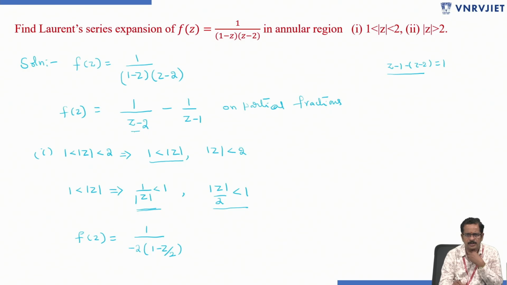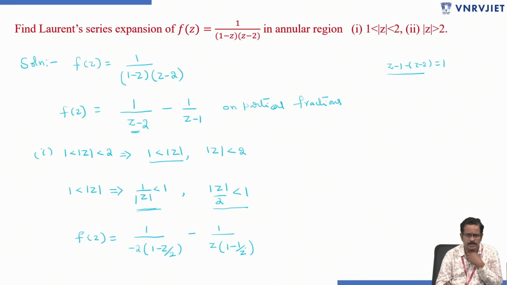See, this is z minus 2, so I want to bring z by 2 terms. For that I am taking minus 2 common, and minus 1 by z minus 1 I am writing as 1 by z times 1 minus 1 by z if I bring z common. Since I need to write the expansion of f of z in terms of 1 by z and in terms of z by 2, in that way I wrote the given function in terms of z by 2 and in terms of 1 by z.